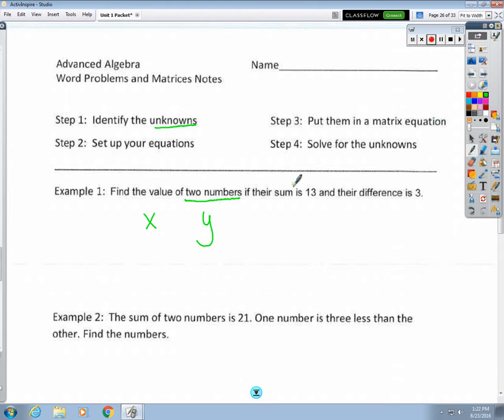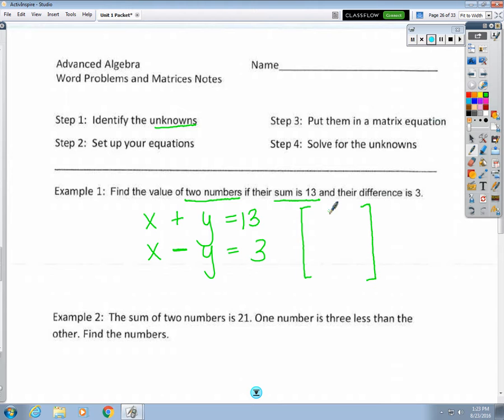Now, one thing they tell us about these two numbers is what? The sum is 13. Right, the sum is 13. What does sum mean? Right, when you add these two numbers, you get 13. And then they also told us another statement about these two numbers. When you do the difference of them, you get 3. Now don't we just have a system of two equations that we can put in a matrix equation?